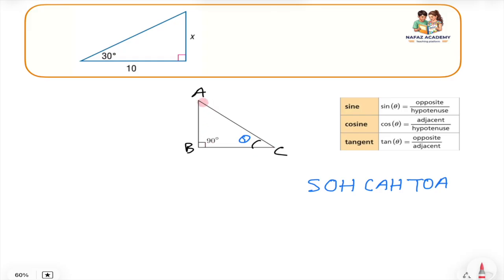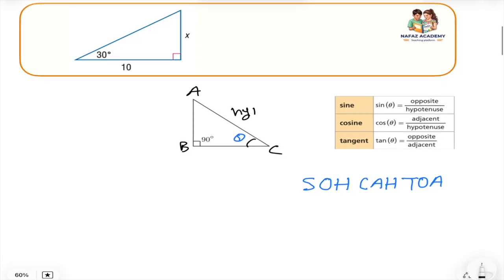A, B, C. There are three vertices. Angle B is 90 degrees. Here is a box sign. It is 90 degrees. That means the direct opposite length, AC, is the hypotenuse. It is the short form of hypotenuse. I write HYP.